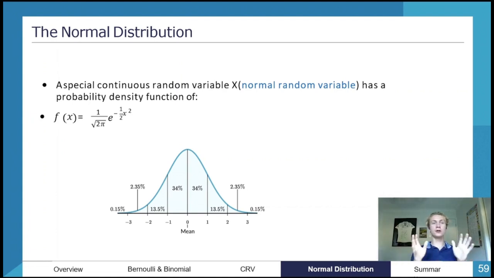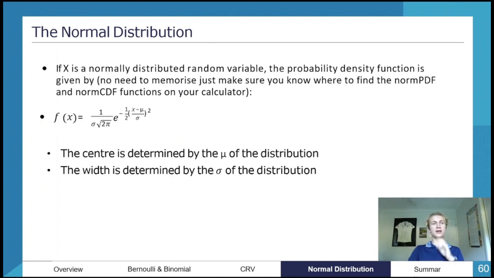Well, we can just take the probabilities, and we're going to go into those in a second. So if x is a normally distributed random variable, the PDF is given by this formula. I wouldn't memorize this, just make sure you know where to find norm PDF on your calculator. If you're finding probabilities, you would also need norm CDF, for example. You should look up what these equivalent functions would be on your calculator to calculate the probability.